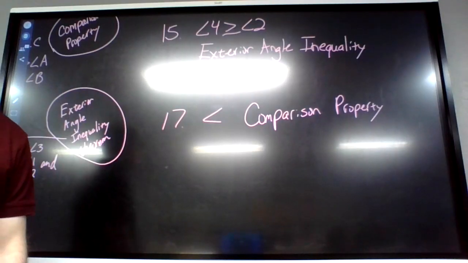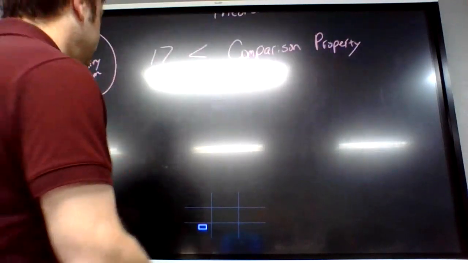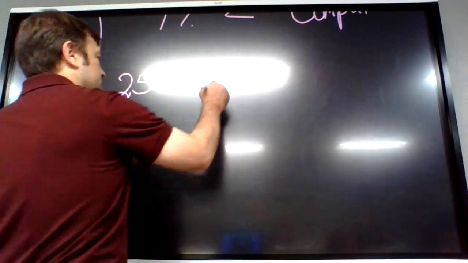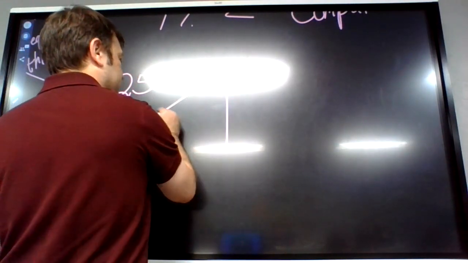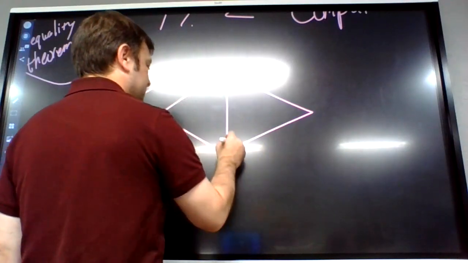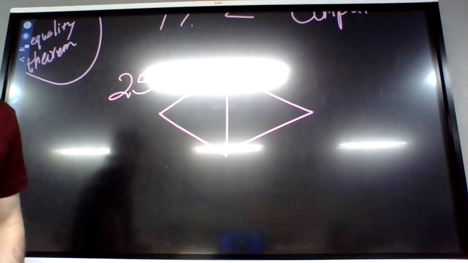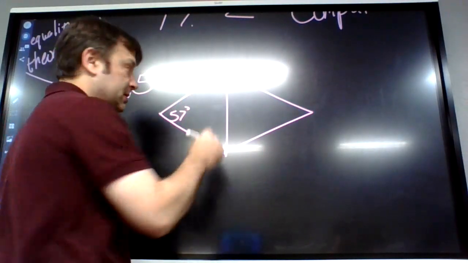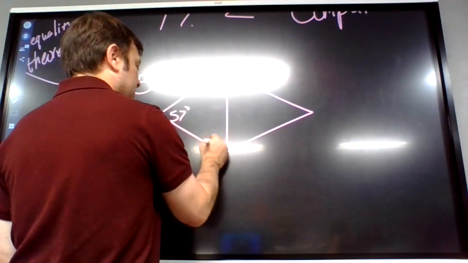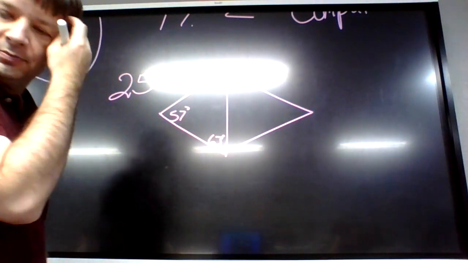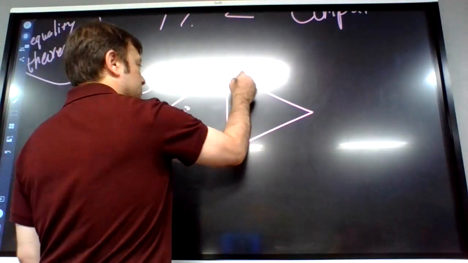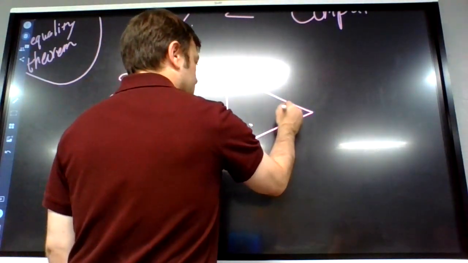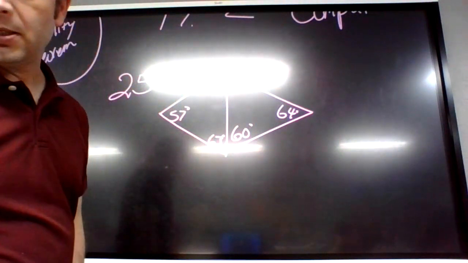Okay, 25. This one's a bit of a doozy. But I'm helping. And this problem is going to show up somewhere else. I can't remember if it was just the test or the chapter review. But something like this. I probably better draw it. We're almost done. 63. QRST.